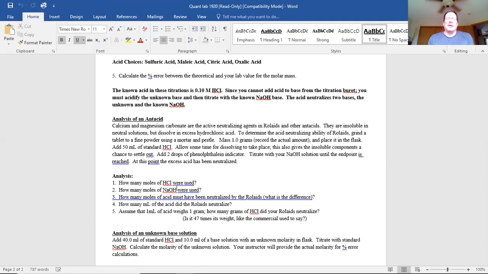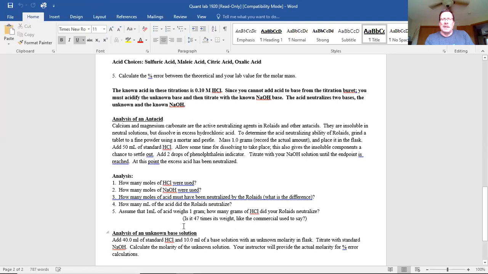So how do I know the moles of rolanes? What's the difference between the first two? If the acid knocked out both sodium hydroxide and rolanes, then finding the acid moles and subtracting the sodium hydroxide moles will find you the moles of rolanes.